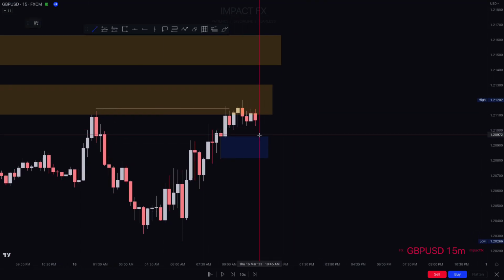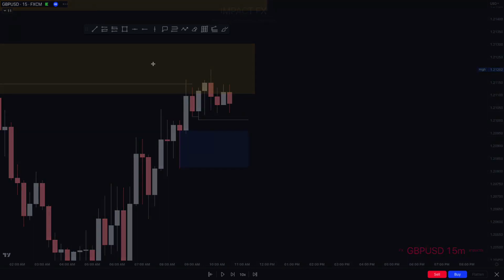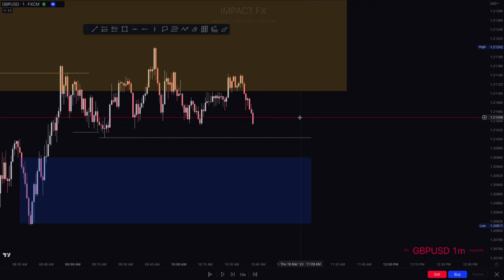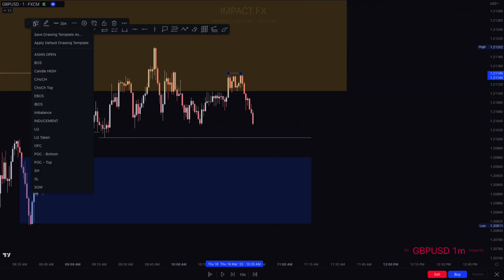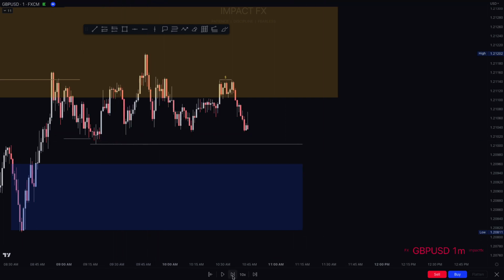The other thing I'm noticing here is that this took liquidity, so this could potentially be a strong low. So let's go now to the 1 minute time frame and let's see what price ends up doing. All right. So the first thing I'm noticing here, guys, is we have relative equal highs. So we have liquidity above that, and we have internal liquidity here. So let's see what takes place.